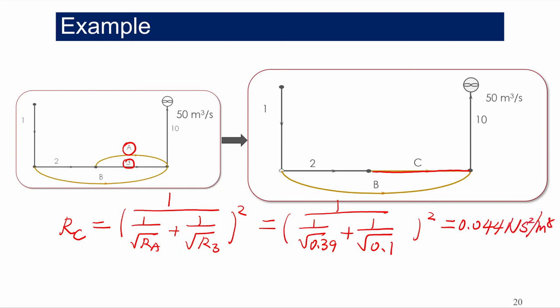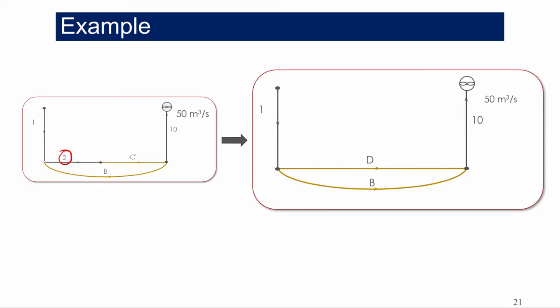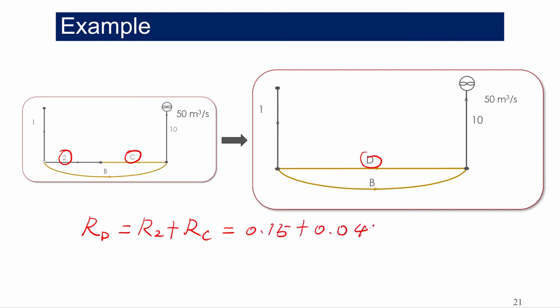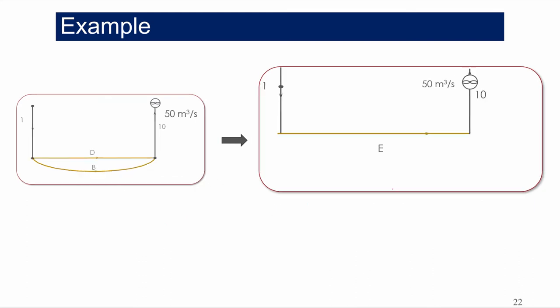Now, moving forward, we can see airway 2 and airway C are in series, so we can reduce them to airway D. The resistance of airway D is RD equals R2 plus RC equals 0.15 plus 0.044 equals 0.194. Keep moving. Now we have airway D and airway B. They are in parallel. We can reduce them to airway E.